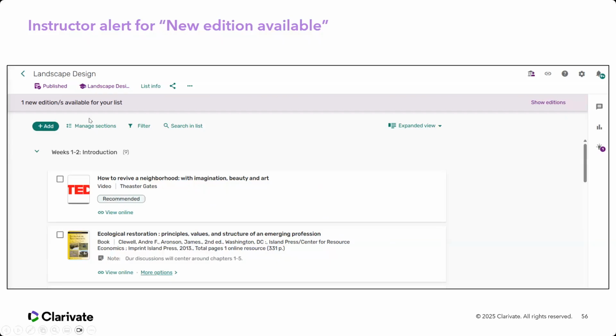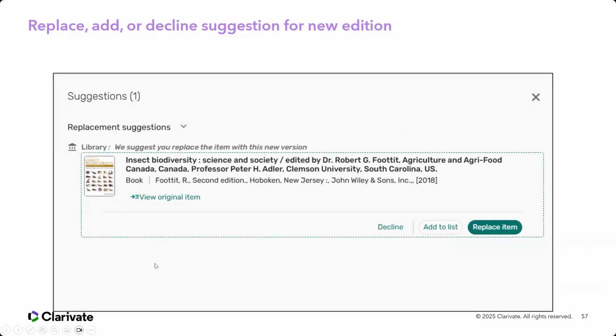So after you purchase this title, they get an alert. There's a new edition available for purchase. They can go and see it, and it comes in as a replacement suggestion. And from here, they can see the original item. They can decline this request. Maybe they actually wanted you to buy it for next term or something like that. They can decline it here. They can replace the original item, so replace the older edition with the newer edition on their reading list, or they can add it to the list as an additional item. So they would have the original edition and the new edition.